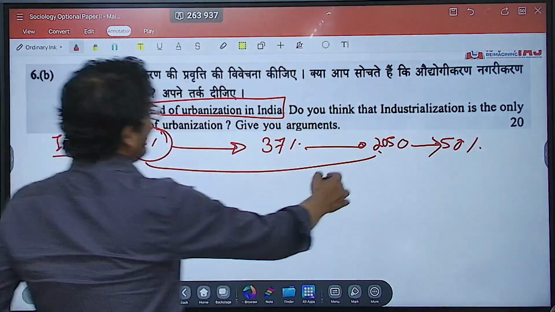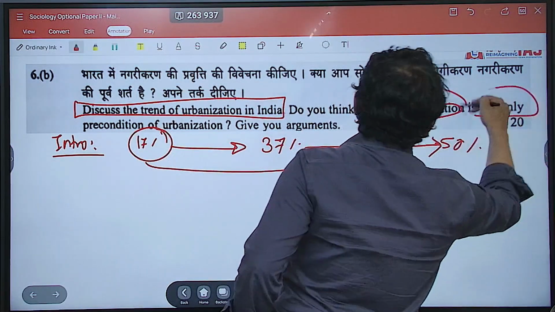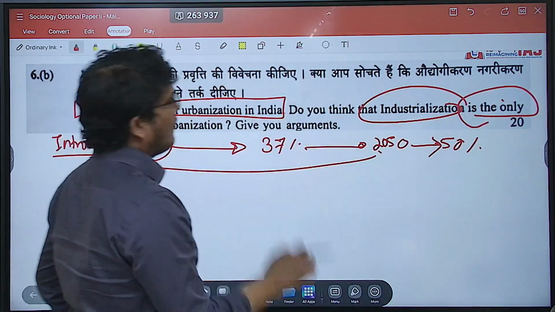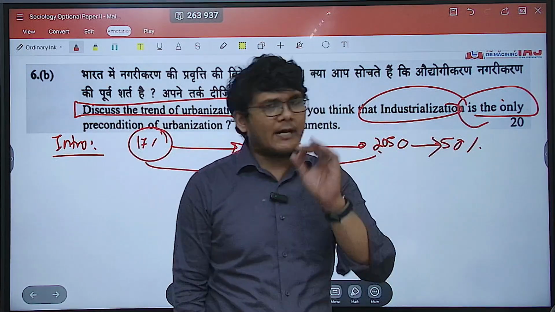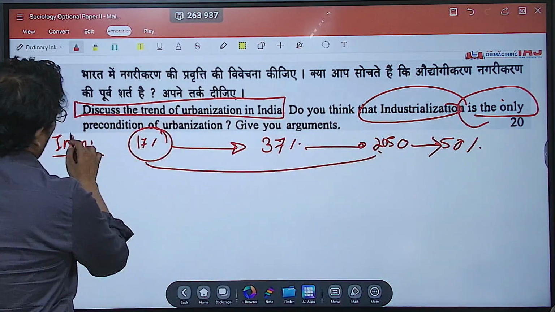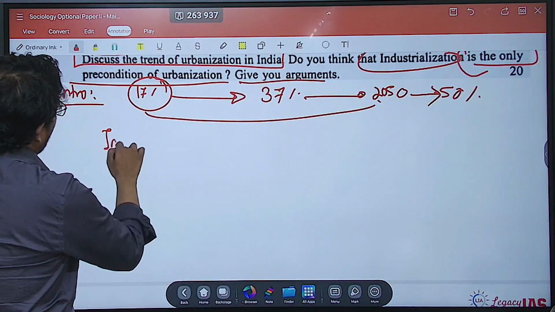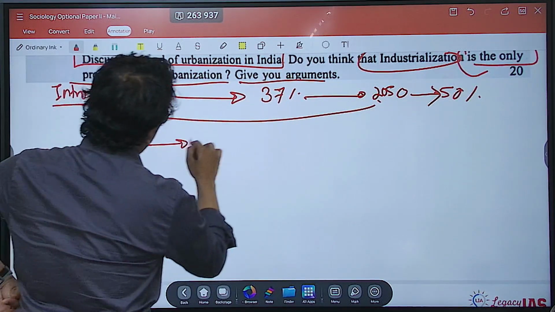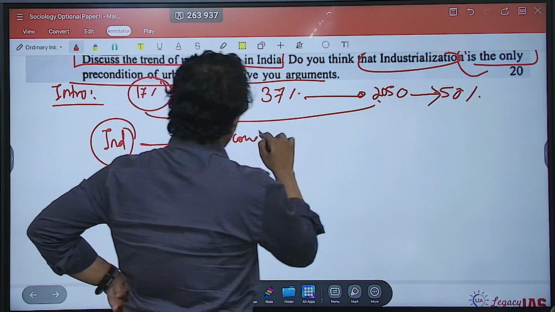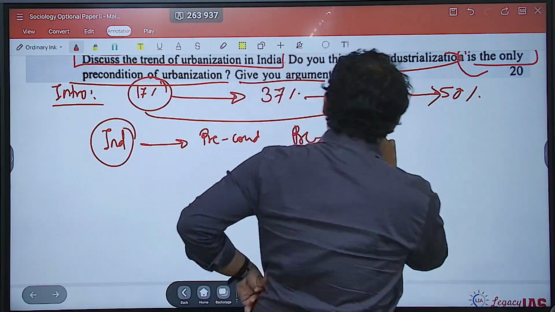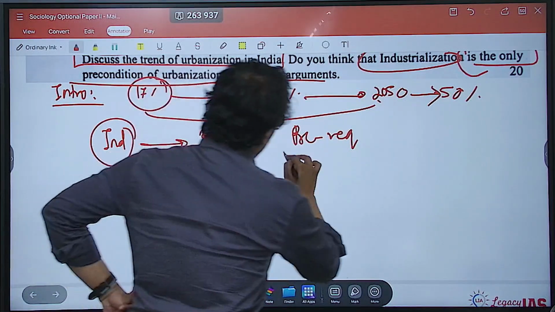Do you think that industrialization is the only precondition? Absolutely not. It is a very important precondition, but definitely not the only one. Give your arguments. So we will talk about how industrialization is an important prerequisite, and explain why that is the case.